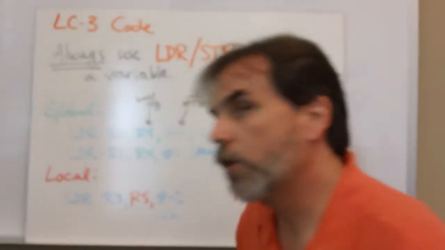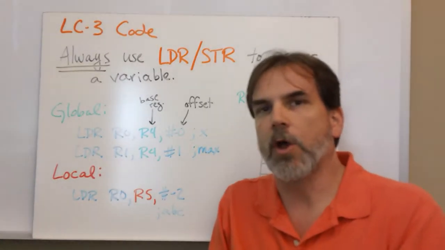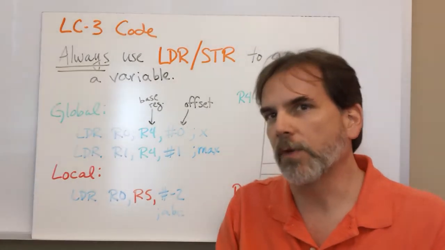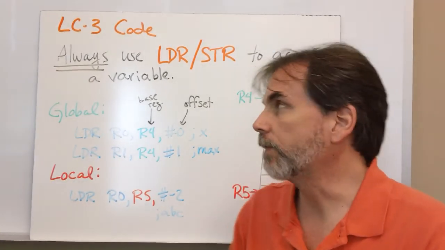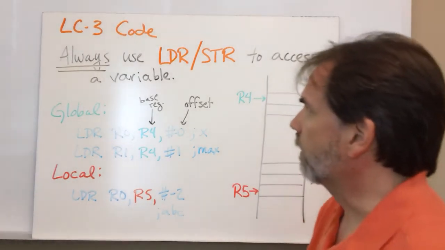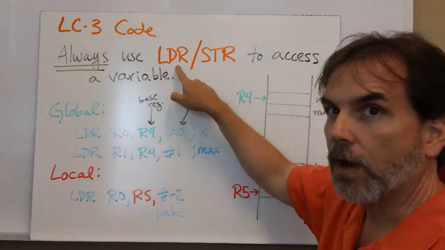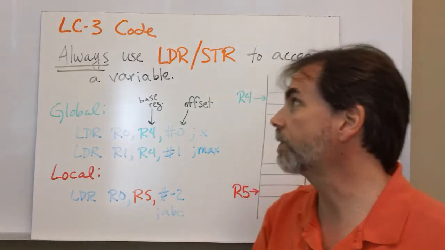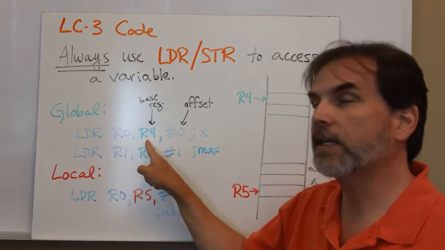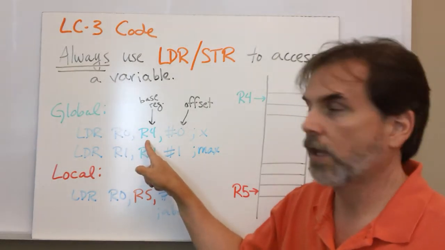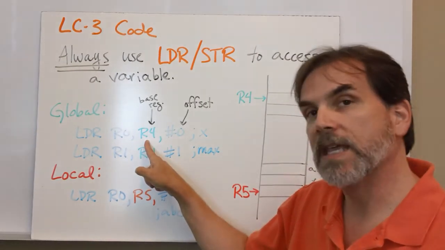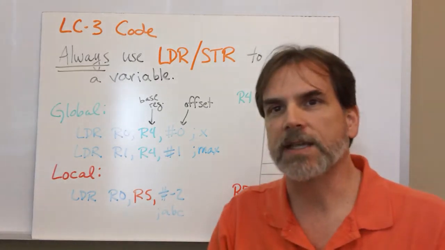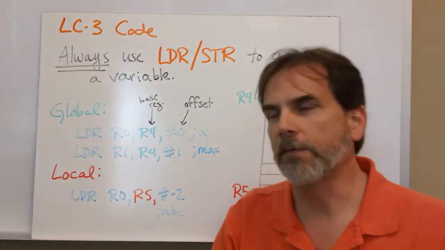So to generate code for accessing variables, we're either going to load from memory to a register to use the variable, or we're going to store from a register to memory to change the variable. We're going to talk about loads here, but we're always going to use LDR or STR to access a variable. Why? Because the way that we know where the variable is is because of a base register. R4 points to the beginning of the global variables, and so any global variable we want to access is going to be offset from wherever R4 points.